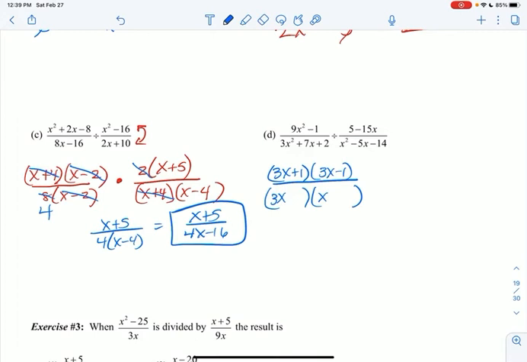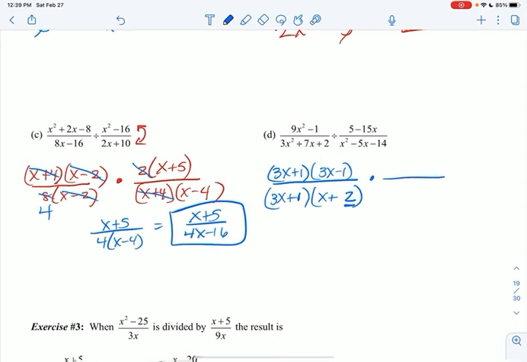3x times x is 3x squared. The only factors are 2 and 1. The 2 has to go here because that number that goes here is technically multiplied by that 3. And then the 1 goes here. So I technically have 6x and 1x. That's how I'm getting that 7x in the middle. If you want to do the AC method, you certainly can.